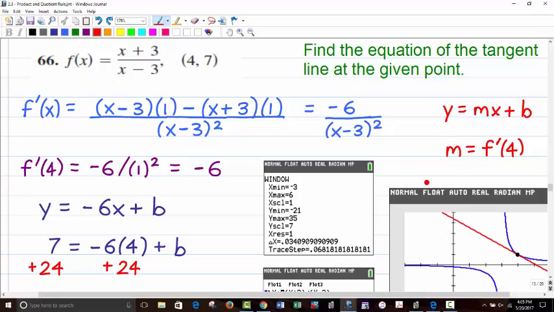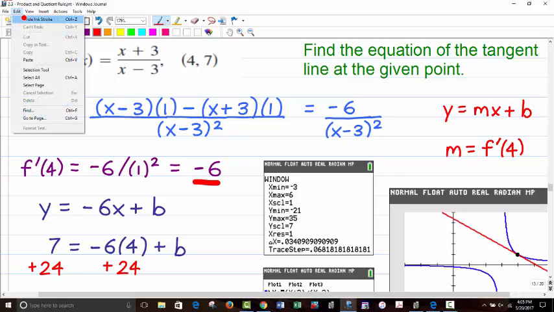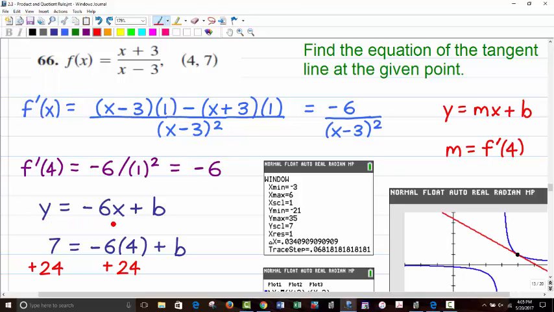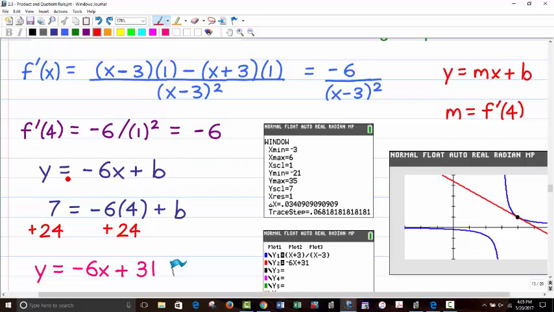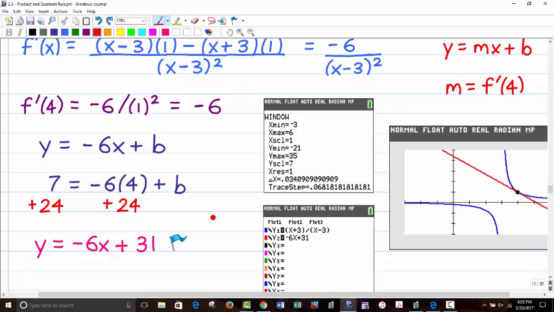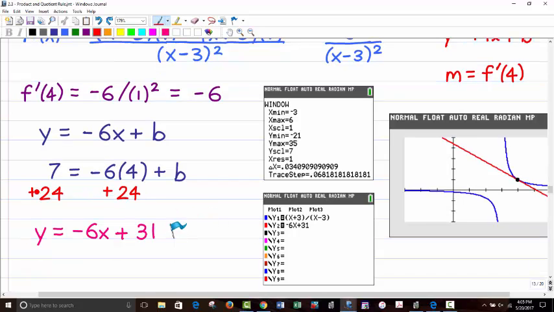All right, so the slope is going to be f prime of 4 over here. So I plug in 4. 4 minus 3 is 1. 1 squared, and so on. Negative 6, that's our slope. So we know we're looking at y equals negative 6x plus b. We know that x is 4. We know that y is 7. Plug in 4 for x, 7 for y. Solve for b, and add 24 to both sides, so it's going to be 31. Your y-intercept will be 31. So y equals negative 6x plus 31.